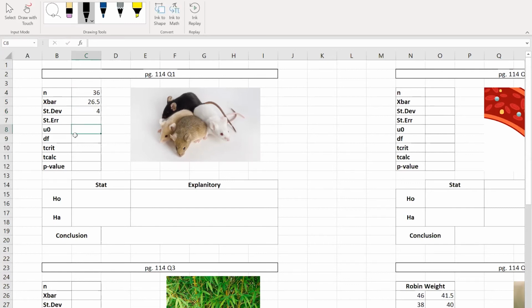So that's our null mean. That's what we're asking about. The standard mass of 6 weeks for laboratory mice. Okay, and alpha is 0.05.